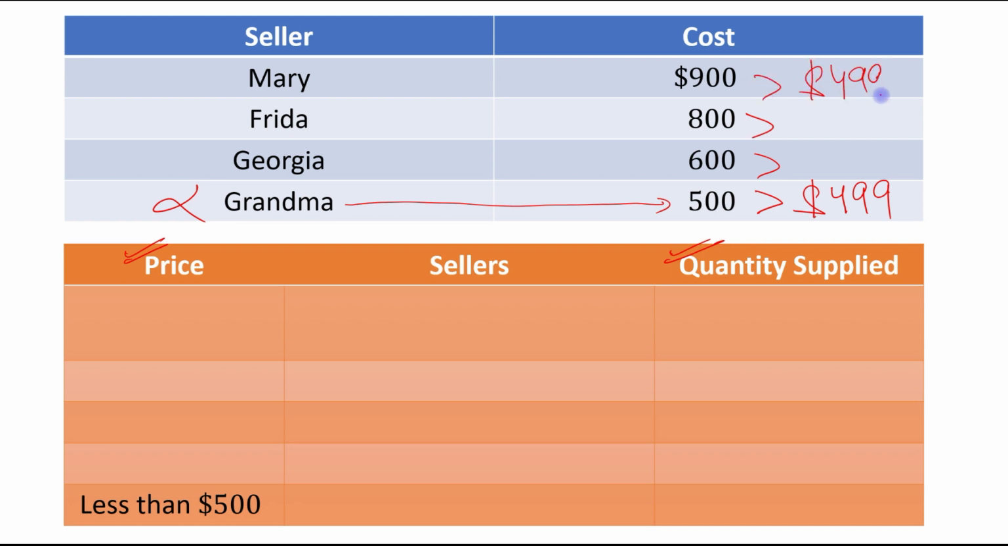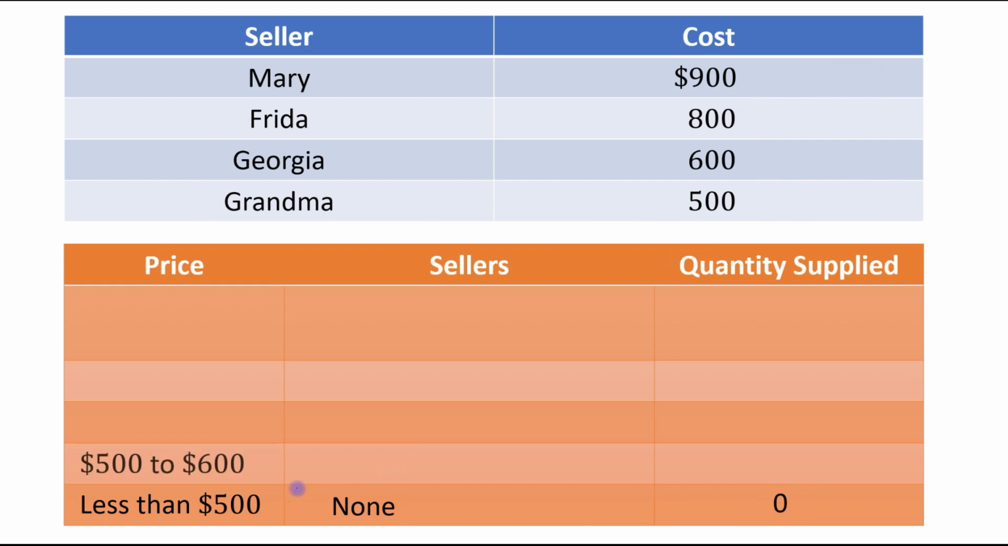$499. So I think there will be no seller in this case, and when there are no sellers, then quantity supplied is 0. Clear?